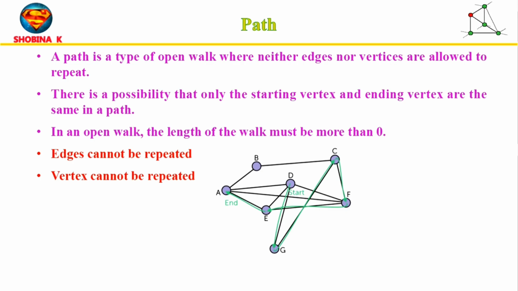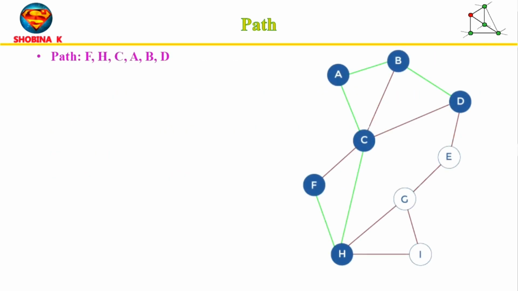In an open walk, the length of the walk must be more than 0. For a path, the two important points to be remembered are: edges cannot be repeated, and a vertex also cannot be repeated. Here is an example for a path. The sequence is F, H, C, A, B and D.